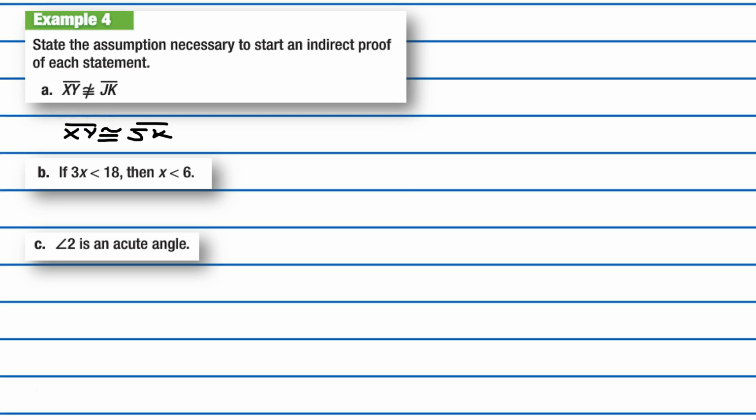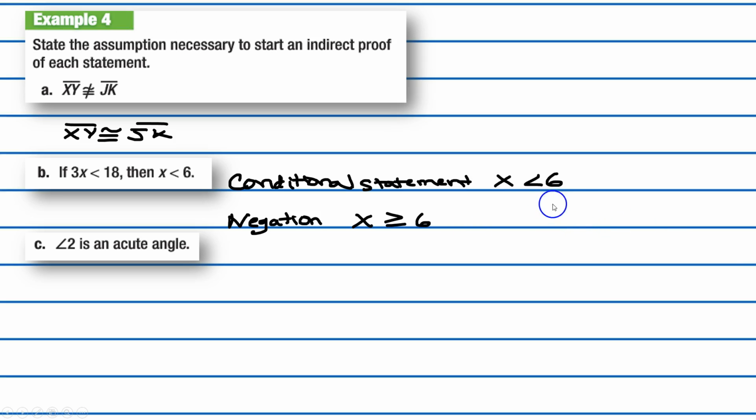Then we have this next one. So if 3x is less than 18, then x is less than 6. So we have that. Our conditional statement is that x is less than 6. But we can say a negation of the conditional statement, negation of this, is that x would have to be greater than or equal to 6. Notice we flipped around our inequality sign, and then we added the equal to. So that's our negation of it.